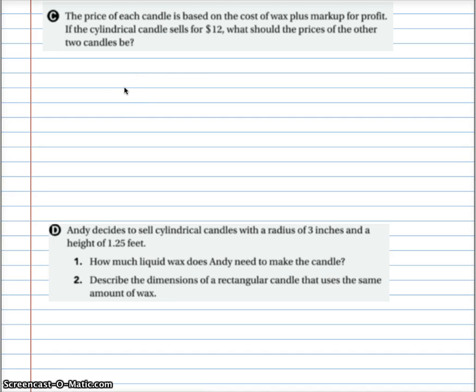The price of each candle is based on the cost of wax. If the cylinder candle costs $12, what should be the price of the other 2 candles? Here's my cylinder, which is $12. To find the cone, it's 1/3. So the cone is the cylinder divided by 3. In this case, $12 divided by 3, which is $4.